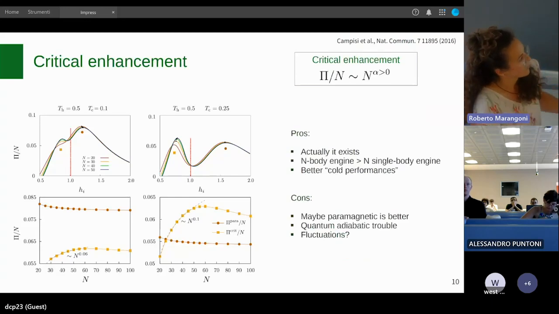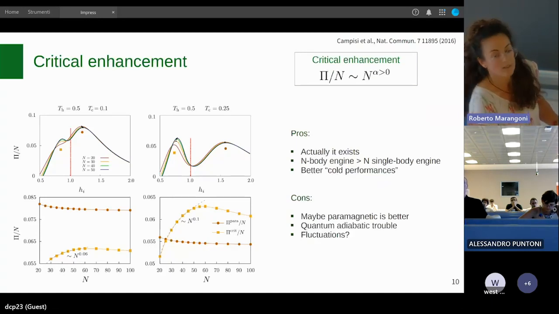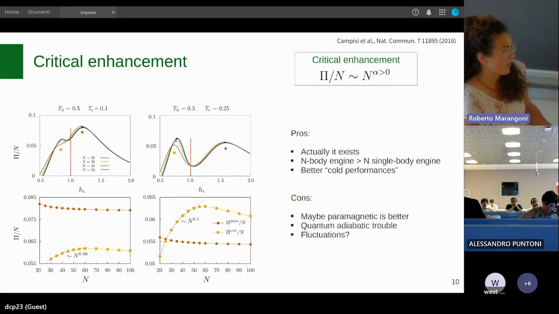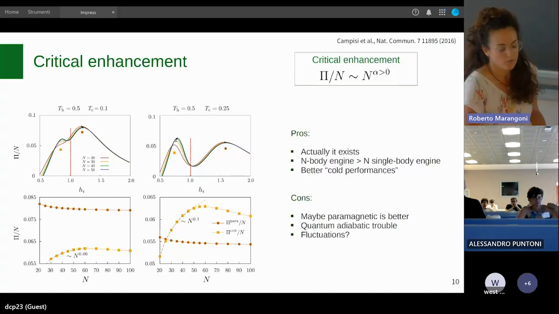So in general, what we can conclude is that the critical enhancement exists, since the n-body engine, in this case, since we have a hyperscaling of the performance, behaves better than single-body engines. It is better to work in this critical regime if you have a small gradient of temperature. But in general, working in the paramagnetic phase is better, also because close to criticality we have some quantum adiabatic troubles, and moreover, because close to criticality we have to deal with fluctuations.